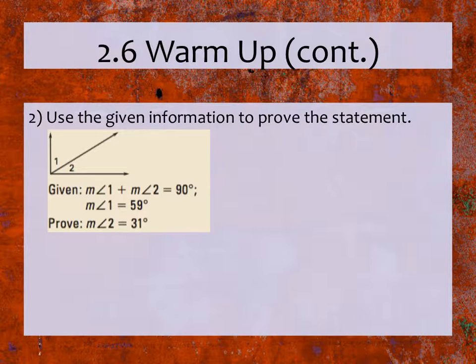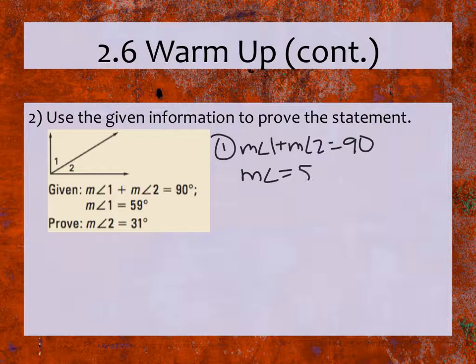Now you got to figure out how to just get it into proof format. So what is my first step typically? The given. So I can write the measure of angle 1 plus the measure of angle 2 equals 90. You can even write both of them in the same step, okay, because they're both given to you. If you wanted to separate them out, you could.